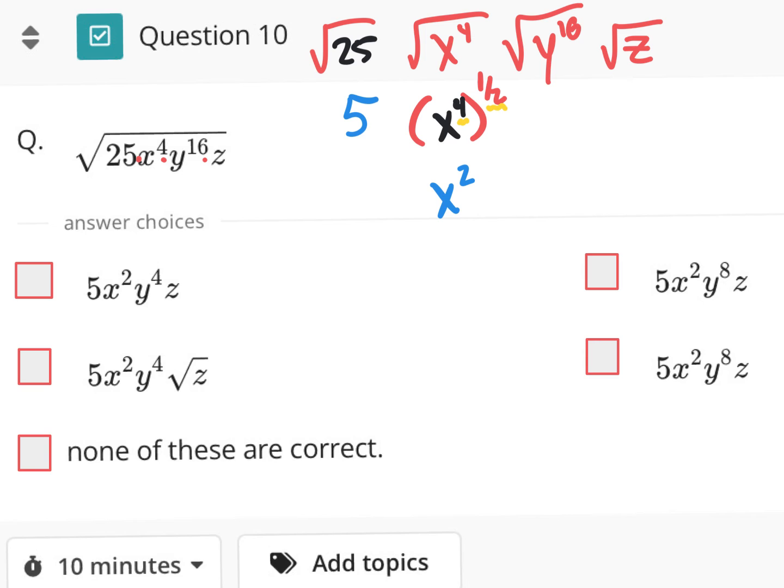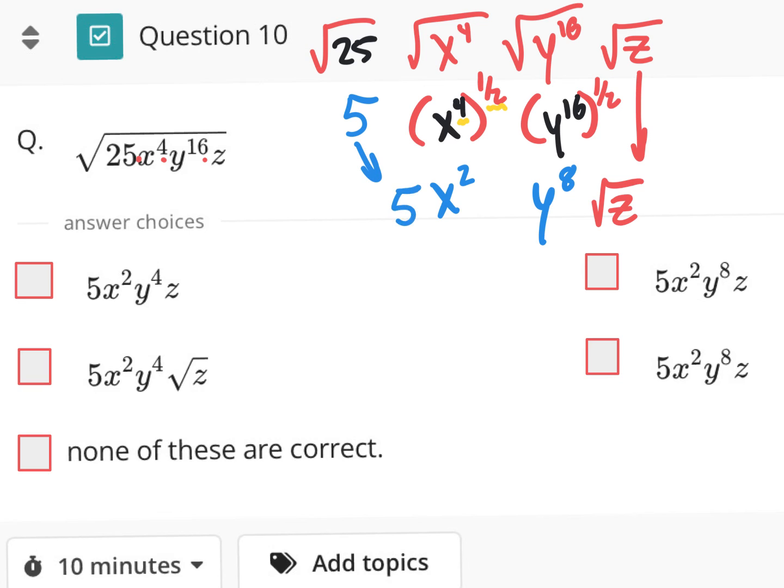And same deal over here, y to the 16th to the power of 1/2 instead of the square root of y to the 16th. That will be power to a power multiply. 16 times half is 8, so you have y to the 8th. And the square root of z, you can't really do anything with that, just bring it down, the square root of z. So let's not forget about this 5. Let's bring down that 5. And here is technically my answer, 5x squared y to the 8th square root of z.